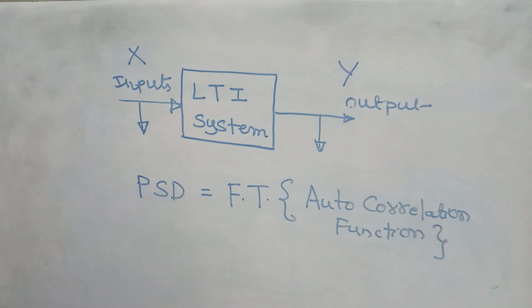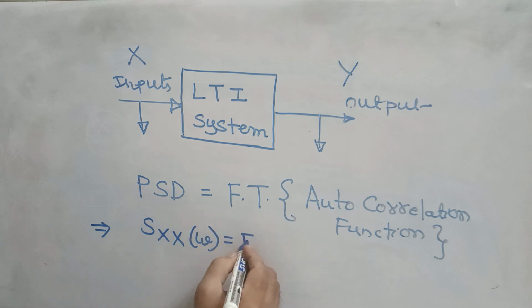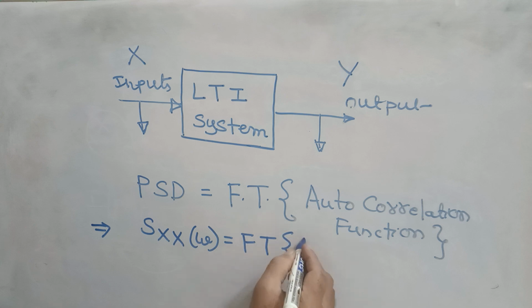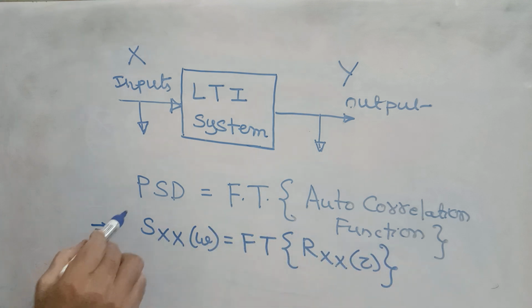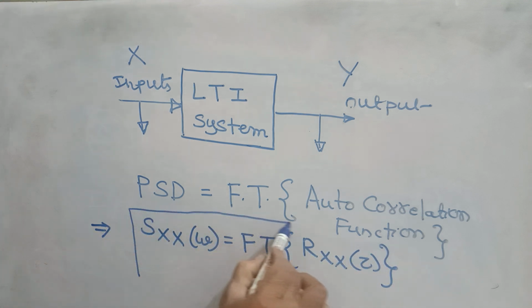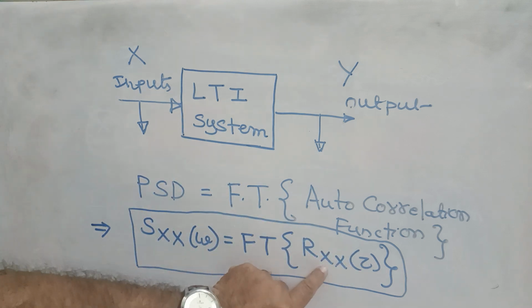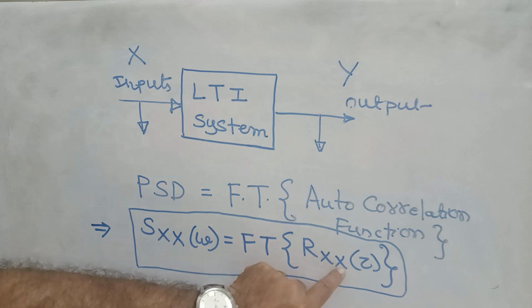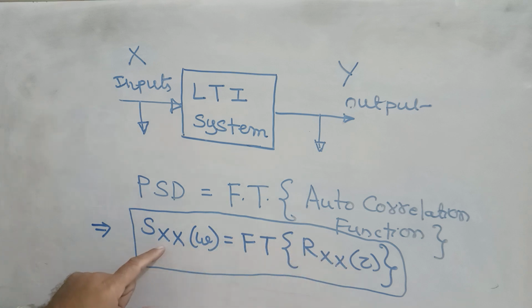This implies that, with this, I am going to stop this presentation. We'll see PSD is nothing but Sxx of omega. At the input side, I am considering Sxx of omega is equal to FT, which stands for Fourier transform, of Rxx of tau. Very, very important relationship. Therefore, my power spectral density is equal to the Fourier transform of the autocorrelation function. So if you know the autocorrelation function and take the Fourier transform of that, you will get the power spectral density.